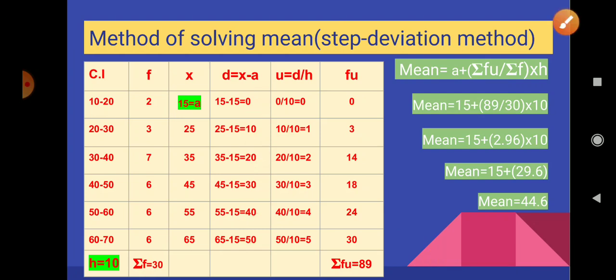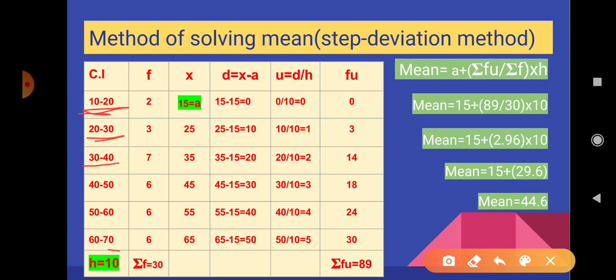So first find the h here. What is h? h is nothing but the class size, the difference between upper limit and lower limit. If we subtract 20 minus 10, it is 10. 30 minus 20, 10. 40 minus 30, it is 10. So h is 10 here.